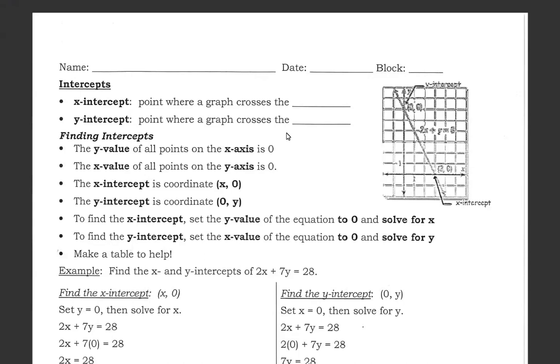So let's start. Make sure you have your notes out, we're going to go through these together. You're going to fill these in, and then you'll be able to understand, hopefully, what XY intercepts are by the end of this video.